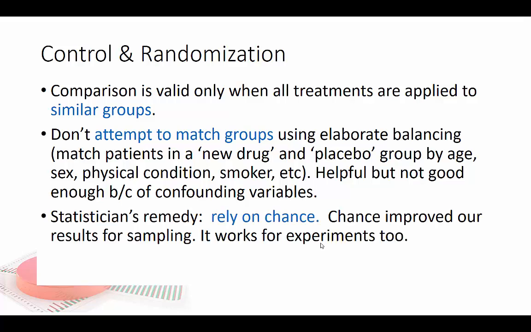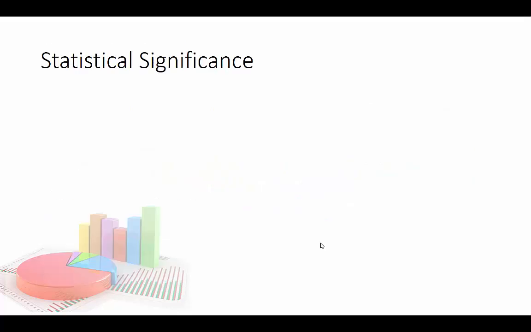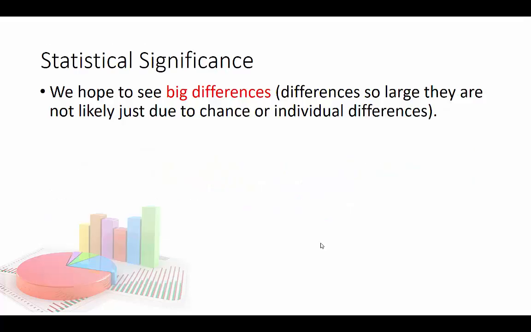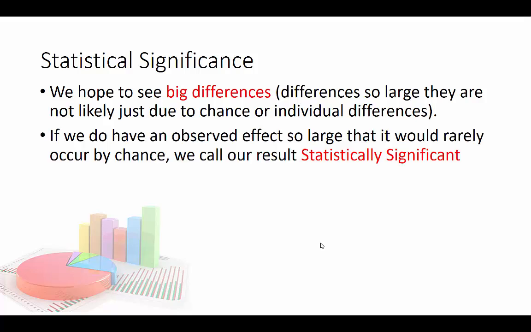So our remedy is to rely on chance. Remember, chance improved our results for sampling. It works for experiments too. Finally, what we're looking for is statistical significance. We're hoping to see big enough differences saying, whoa, that's just too big to have occurred by chance. It really did have an impact. And if our effect is large enough, then we will say that our result is statistically significant.